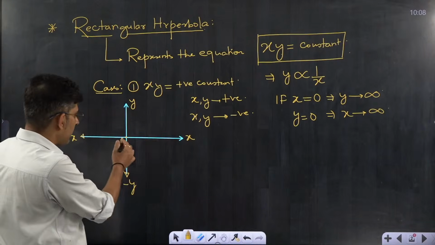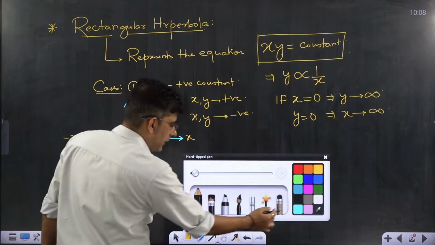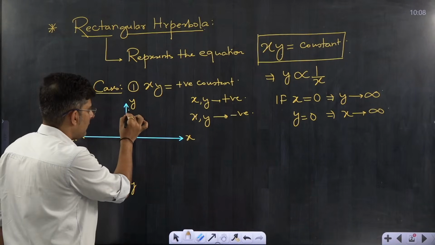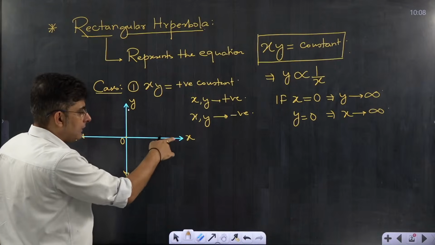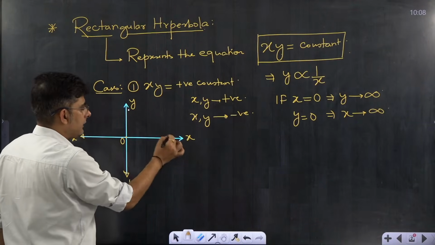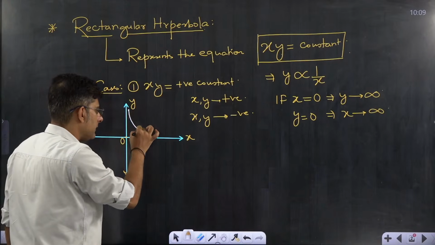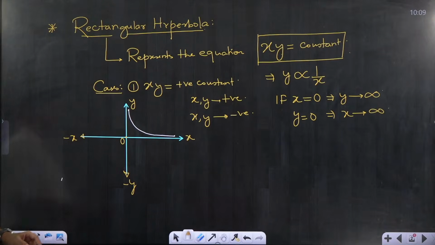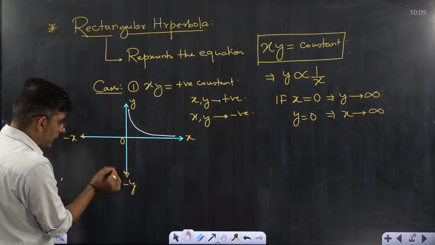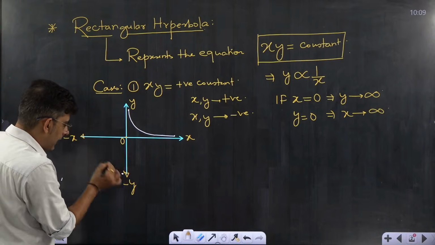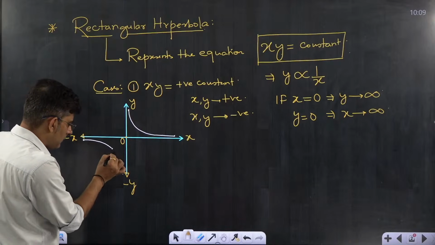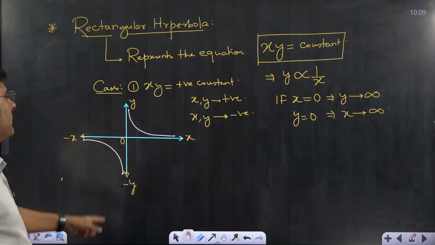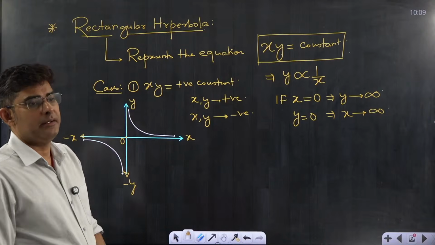Now you saw that when x is 0, y will become how much? Infinite. When x is 0, y is infinite, means it will not touch this y axis. So I am drawing a dotted line here. Now when y is 0, x will be infinite. So you have a curve, you will trace it like this, which will not touch the x and y axis. It will go like this. Similarly, in the third quadrant also, the same way. When x is 0, y is infinite, and when y is 0, x is infinite. So these are the two portions of the rectangular hyperbola representing x into y is a positive constant.